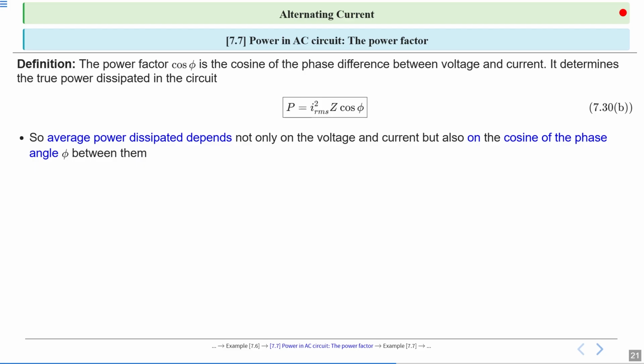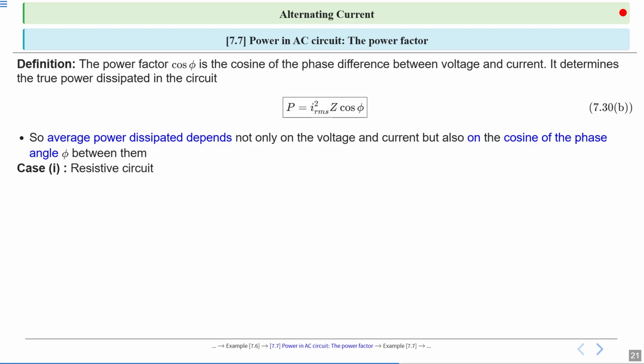So average power dissipated depends not only on voltage and current, but also on the cosine of the phase angle. So average power does not depend only on voltage and current according to the equation. It also depends on the cosine of the phase angle phi between them in the LCR circuit. So now there are some special cases for this power factor.